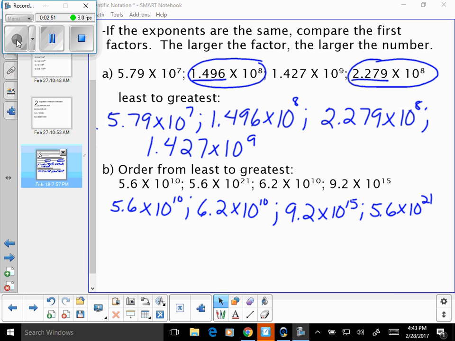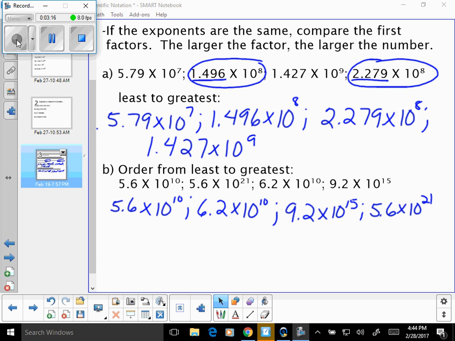And here's the solution for example B. Yes, you have two numbers which have exponents of 10. The 5.6 times 10 to the 10th is less than 6.2 times 10 to the 10th, since 5.6 is less than 6.2. Then would come the 9.2 times 10 to the 15th, and 5.6 times 10 to the 21st power.